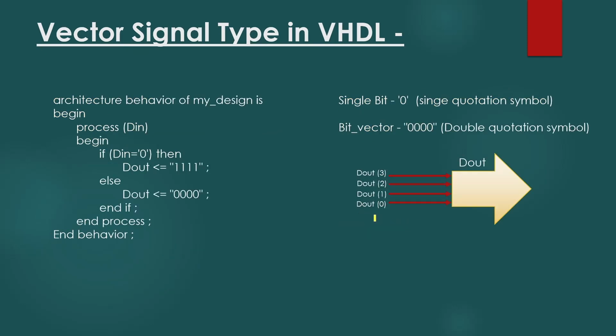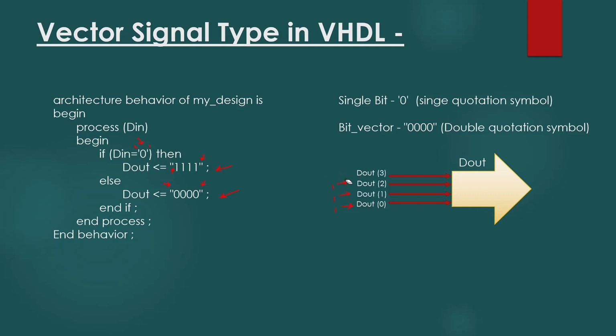So if you noticed in D out we moved 1 1 1 1 or 0 0 0 0 because D out is vector type and 4 bit long. So we moved 4 bits into D out. Also you must notice that we write 0 0 0 0 or 1 1 1 1 inside the double quotes, but when we check D in inside condition, then the value is within single quotes like here.